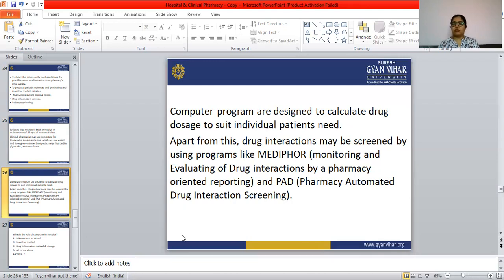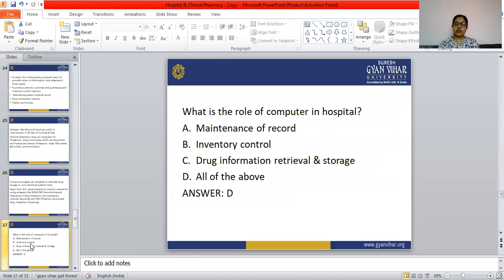So this is all about the uses and the applications of the computer in clinical pharmacies. There are lots of jobs that are done easily with the help of the computer in clinical pharmacies. So this is all about the uses of the computer in clinical pharmacies. Let's see some MCQs regarding this topic.